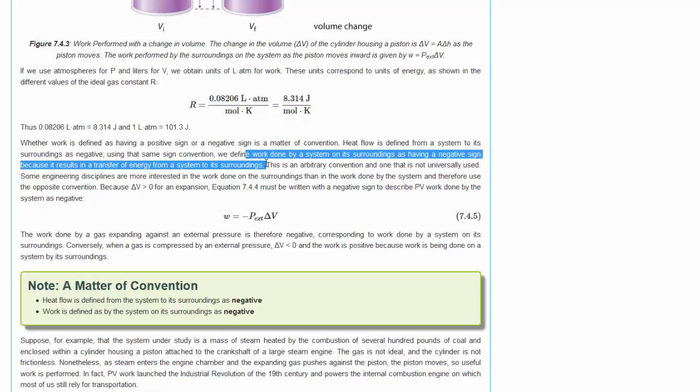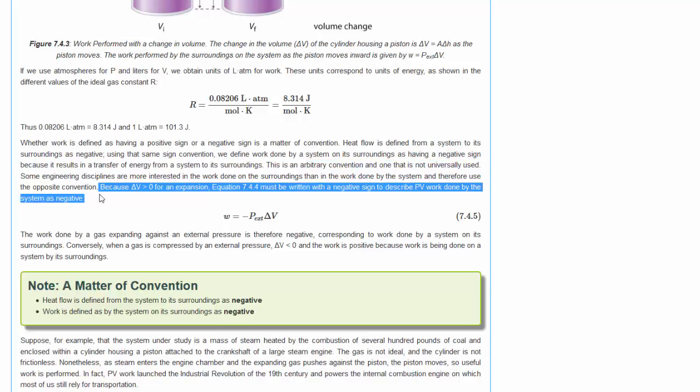You won't always see that. Sometimes in engineering or something, you'll see it differently. But for now, for us, that's what it's going to be. So because delta V is greater than 0 for an expansion, we actually have to put this little negative sign here in order to have the work done by the system be negative. So work equals negative external pressure times the change in volume.